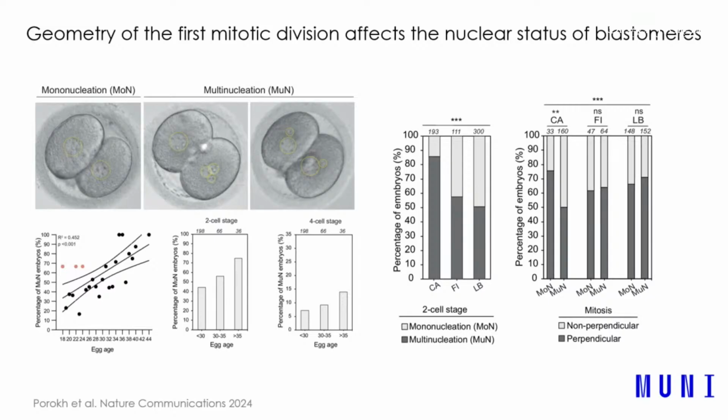Interestingly enough, if you take a look at the further development in younger oocytes that were less than 30 years of age, you would see that the incidence of multinucleation will decrease with subsequent cell divisions, meaning that the human embryos tend to self-correct those errors. However, if you take a look at the older oocytes that are more than 40 or 45 years old, you would see that the decrease is not really that high, so they don't really correct those errors.